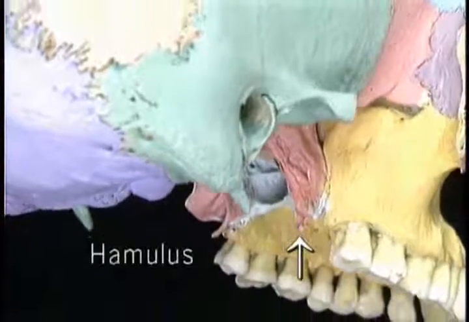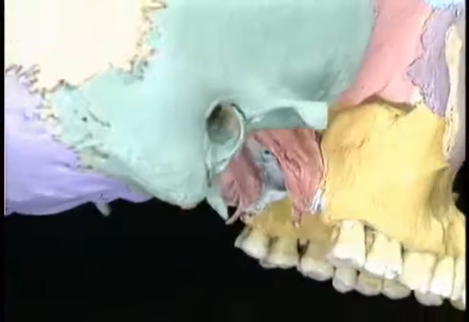This little hook is the pterygoid hamulus. It's a pulley, as we'll see later.